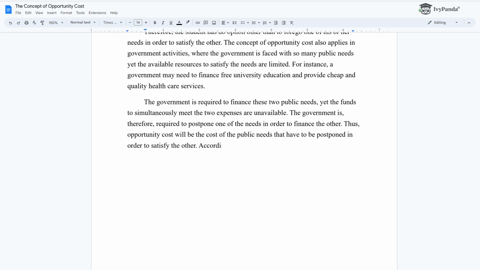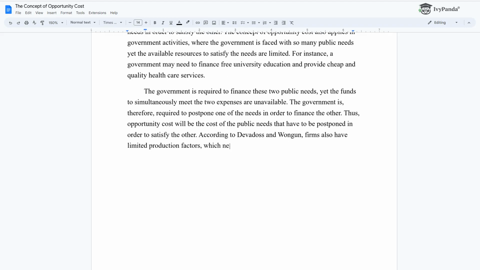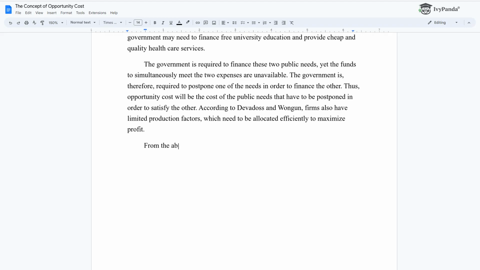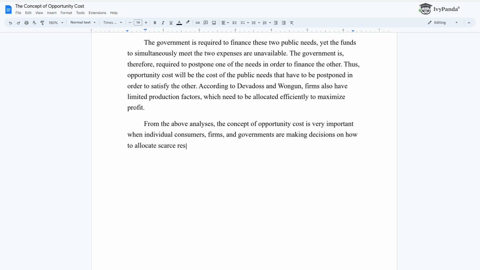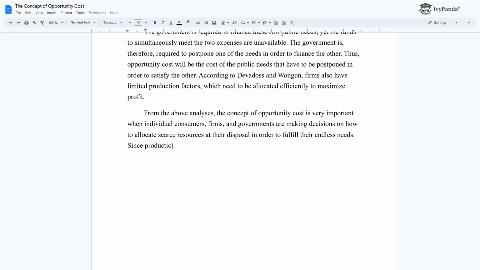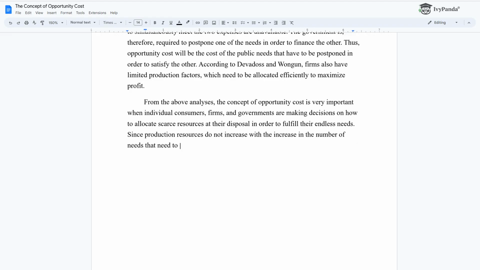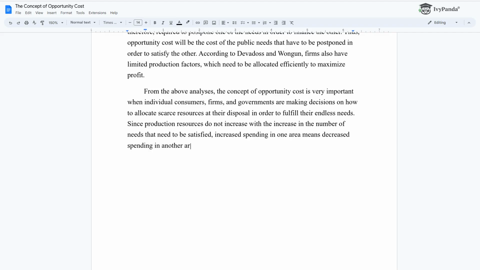the other. According to Devadas and Kim, firms also have limited production factors, which need to be allocated efficiently to maximize profit. From the above analyses, the concept of opportunity cost is very important when individual consumers, firms, and governments are making decisions on how to allocate scarce resources at their disposal in order to fulfill their endless needs. Since production resources do not increase with the increase in the number of needs that need to be satisfied, increased spending in one area means decreased spending in another area.